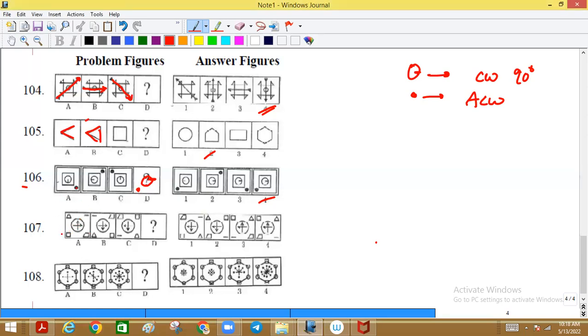See this square, it is moving and coming here, and the triangle came to the bottom, and the minus came to this position. So it is moving in the anti-clockwise direction. So what is the answer? Also 4. Okay.